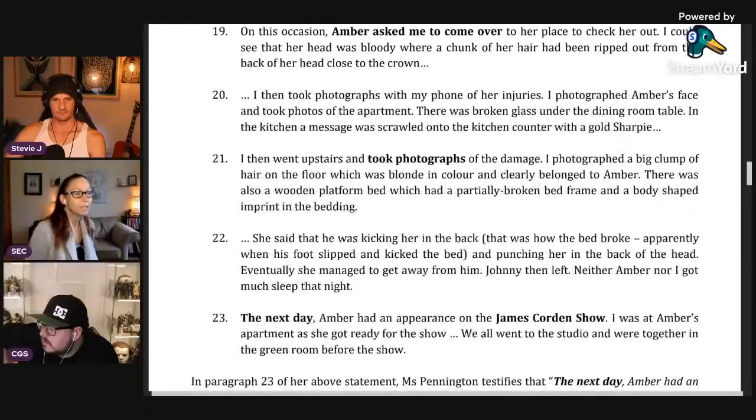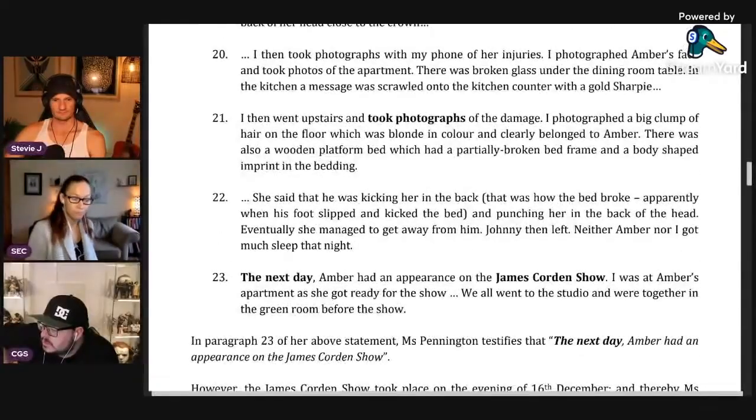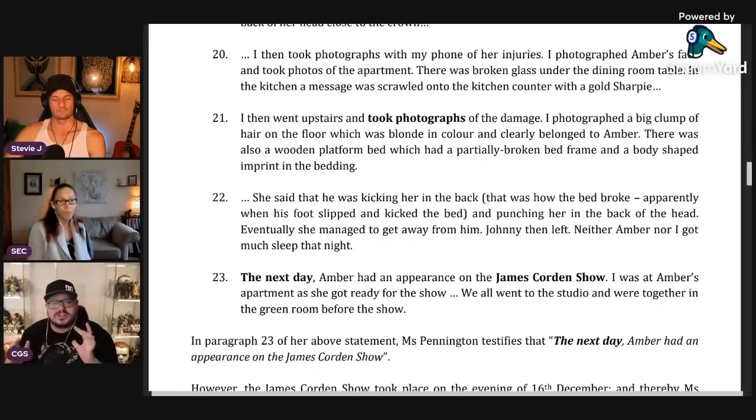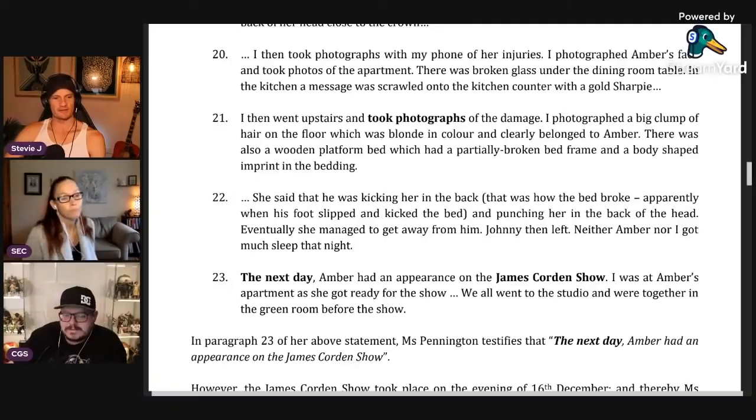She said that he was in the back. That was how he broke the bed, apparently, when his foot slipped and kicked the bed. That would take a lot. It would need force, no matter what, and it would have broken his foot probably, or even cut it to shreds. You can see how big the actual shard of the wooden spike is that has come off it. To do that, oof. It looks to me like it's actually been hit with a sledgehammer or something. Like it's actually been whacked. Yeah, that just doesn't happen.